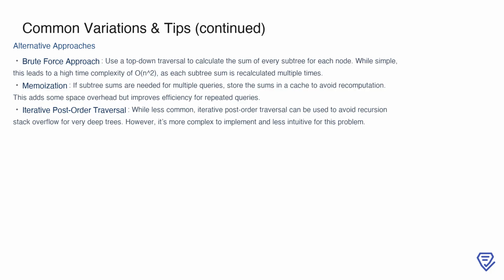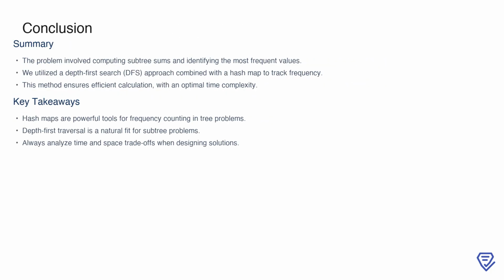While these techniques can be valuable in certain contexts, the recursive postorder DFS paired with a hash map for frequency counts remains the most efficient and straightforward solution for solving the most frequent subtree sum. Great work! We've successfully broken down and solved LeetCode problem number 1596, the most frequent subtree sum. Remember the importance of hash maps for frequency tracking and how DFS simplifies tree traversal.